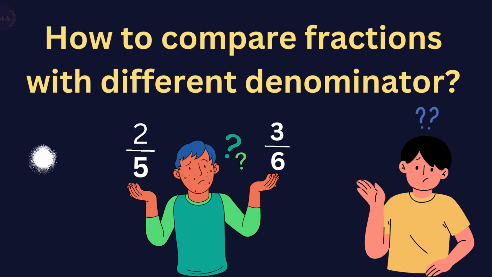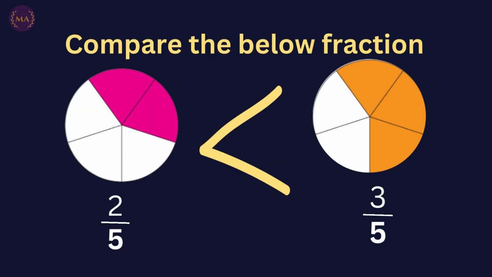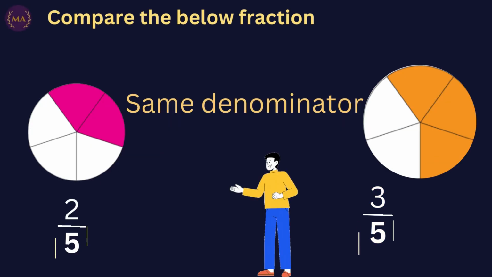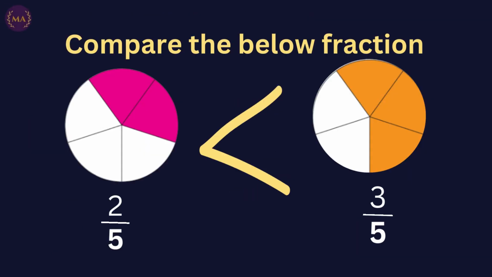Let's repeat once again. To compare fractions with the same denominator, the first thing is to check the denominators. If the denominators are the same, our work is very easy. We will just compare the numerator value. The fraction with the greater numerator is greater, and the fraction with the smaller numerator is smaller. Okay, so this was easy.